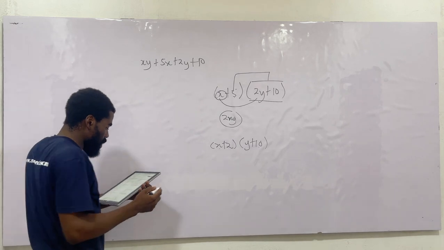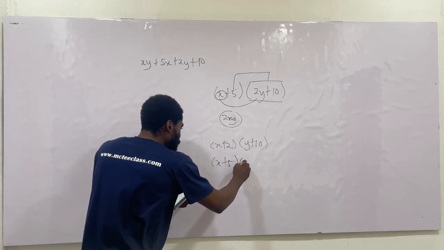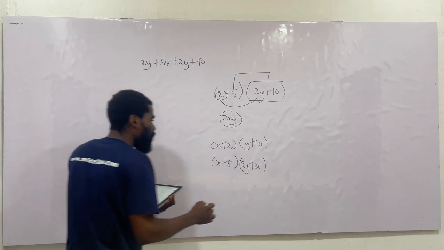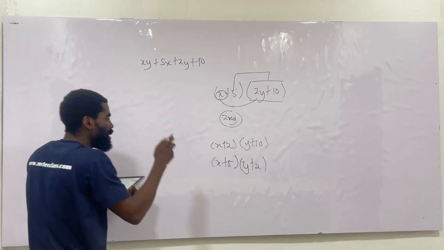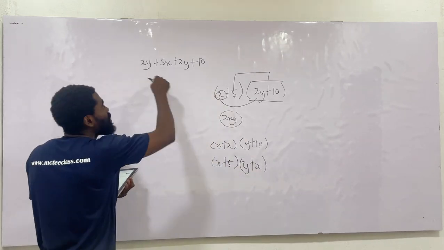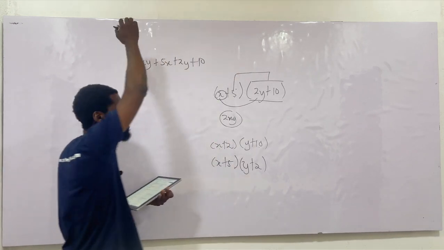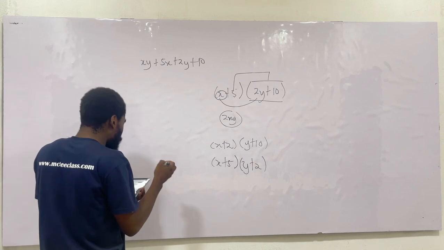Then I take the next one, which is x plus 5, times y plus 2. When I have these two, this and this will give me xy. It's also there. Then this time this will give me 2x. There's no 2x. They say automatically if the first three are wrong, then the last one should be my answer. Therefore, my answer lies as B.